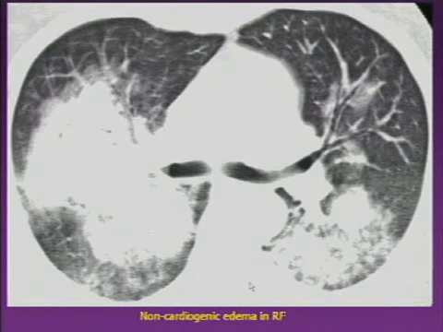This is another patient with renal failure and non-cardiogenic edema, more advanced, showing, in fact, airspace flooding. But note the very patchy distribution of this edema, which is quite atypical of hydrostatic edema. There's relatively little involvement of the left upper lobe and a lot of edema, for instance, in the left lower lung.